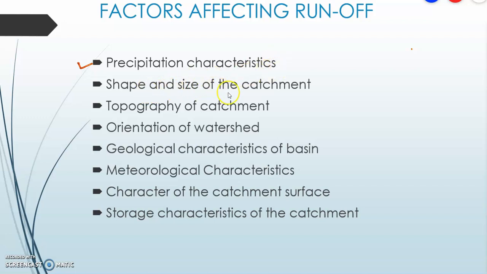Second is the shape and size of the catchment. To explain this, if I draw two catchments having different shapes, then I think we'll have a clearer idea. There are two types of catchment based on shape. Suppose first we draw any catchment. Here these are the small streams.